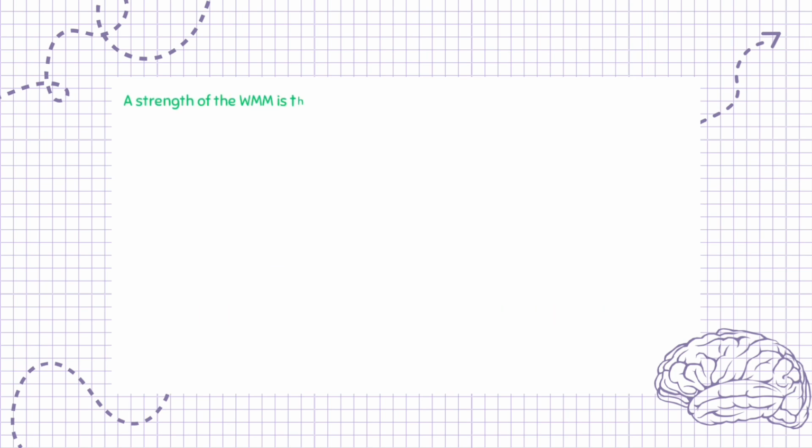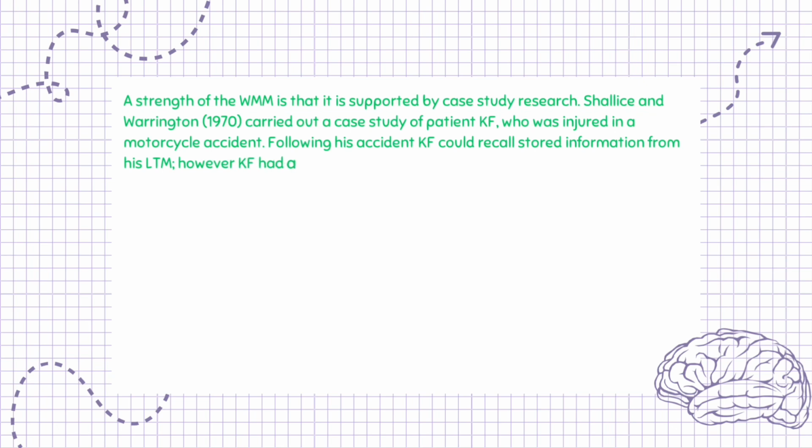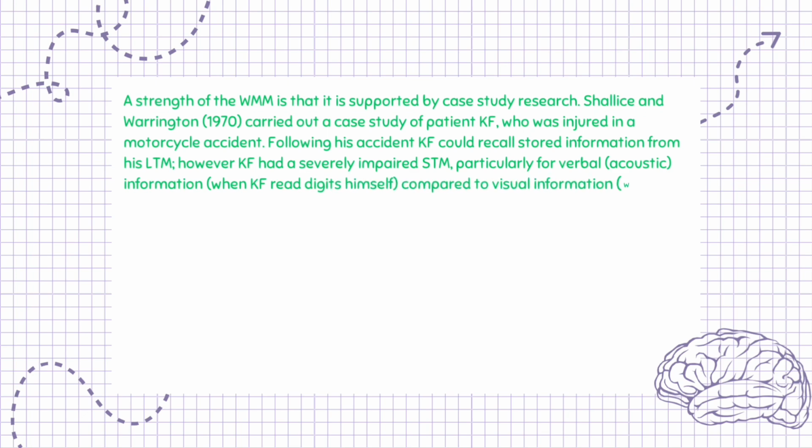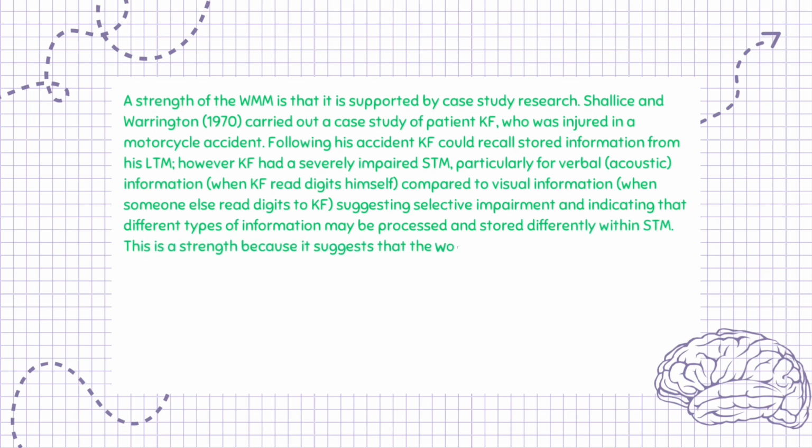A strength of the WMM is that it is supported by case study research. Challis and Warrington, 1970, carried out a case study of patient KF, who was injured in a motorcycle accident. Following his accident, KF could recall stored information from his LTM, however KF had a severely impaired STM, particularly for verbal, acoustic, information, when KF read digits himself, compared to visual information, when someone else read digits to KF, suggesting selective impairment and indicating that different types of information may be processed and stored differently within STM.